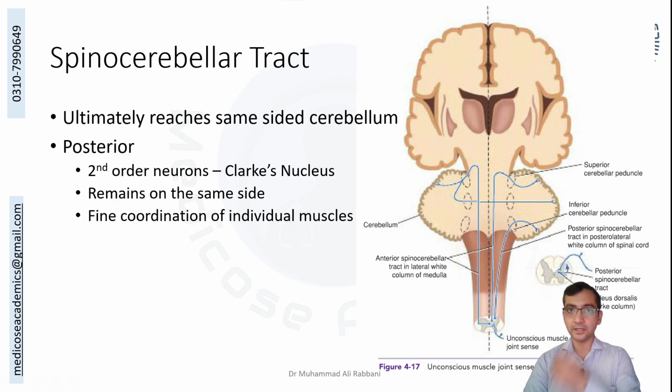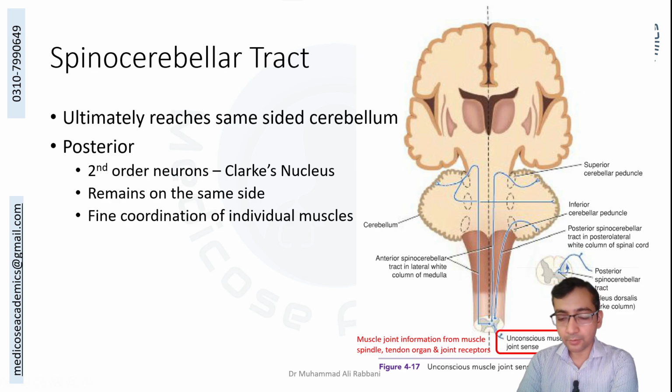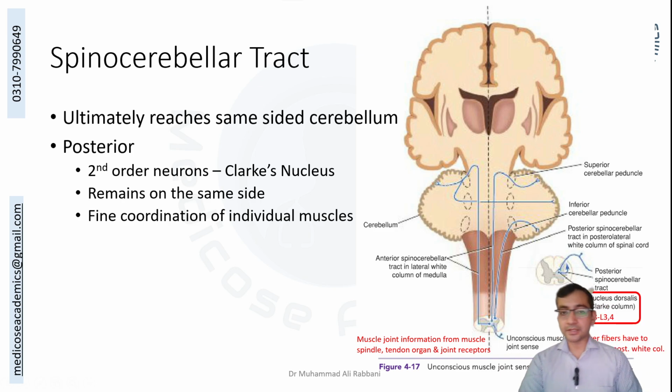So let me revise this tract. It started from the muscle joint movement, unconscious sensation, and synapsed with nucleus dorsalis that was present in T1 to L2, or C8 to L3. Here an interesting phenomenon comes into play: Clark's nucleus is present only till L2.